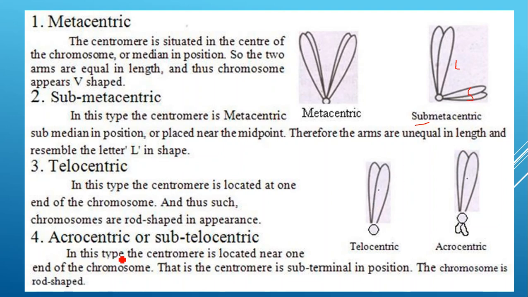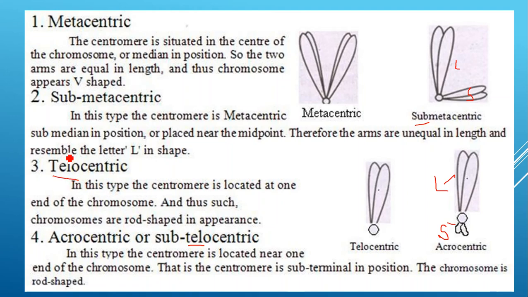Similarly, if I talk about acrocentric or subtelocentric, telo means end or corner, edge, right? So when the centromere is near the end, and very far away from the center median point, then it is called subtelocentric. Here you can see a very short arm and a quite large arm. So this is the reason it is called acrocentric or subtelocentric. And in the telocentric, the centromere is at the end only, at the corner only.